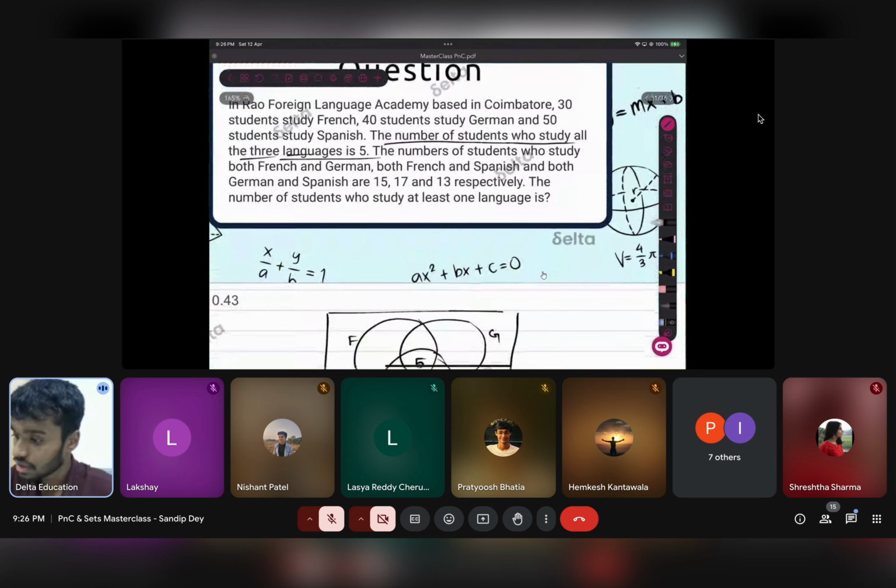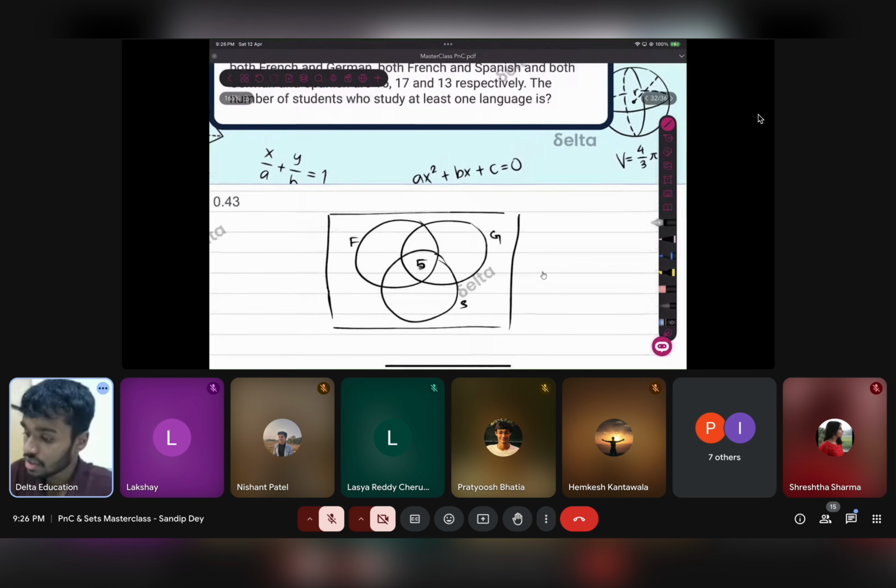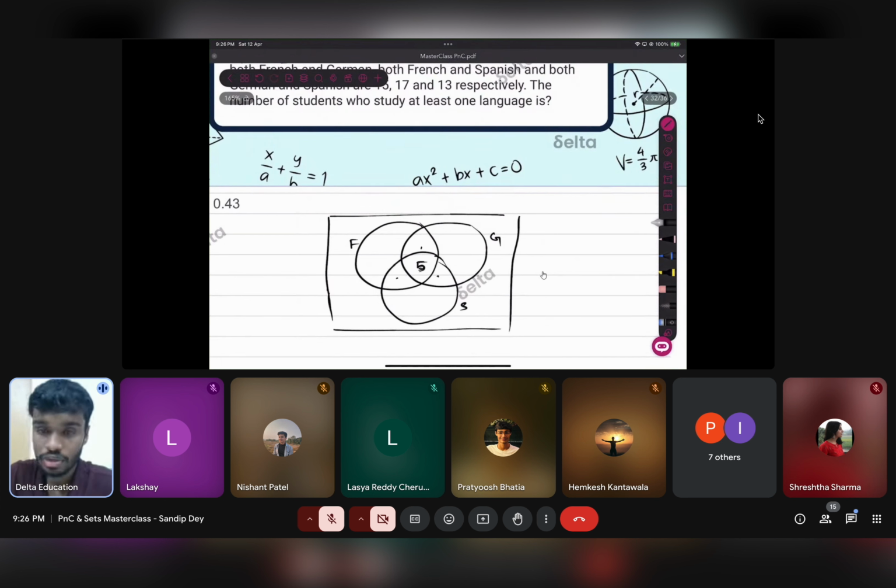Then, they are saying the number of students, then try to figure out these places which are common in two of the sets. Then go to the single sets. This is what you should think of majorly, how you should approach a question.